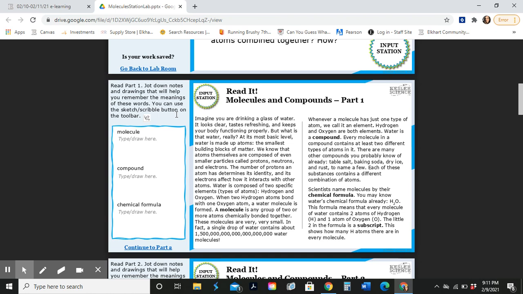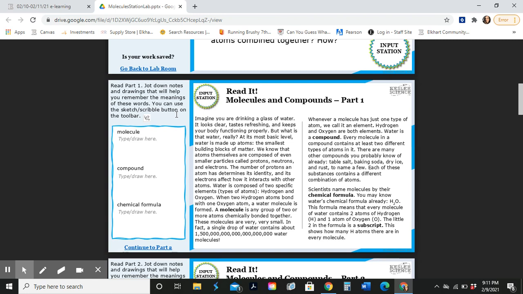When two hydrogen atoms bond with one oxygen atom, a water molecule is formed. A molecule is any group of two or more atoms chemically bonded together. These molecules are very, very small, and in fact, a single drop of water contains that many water molecules.